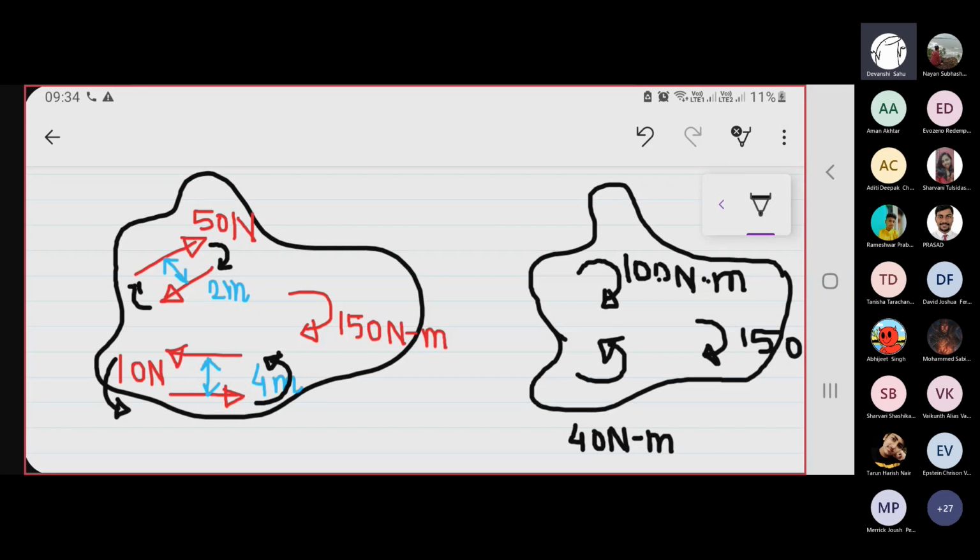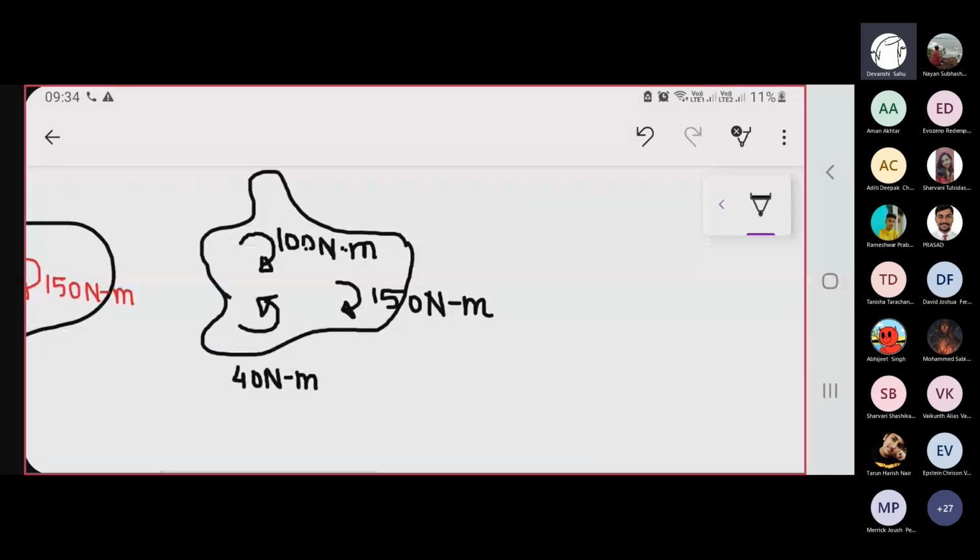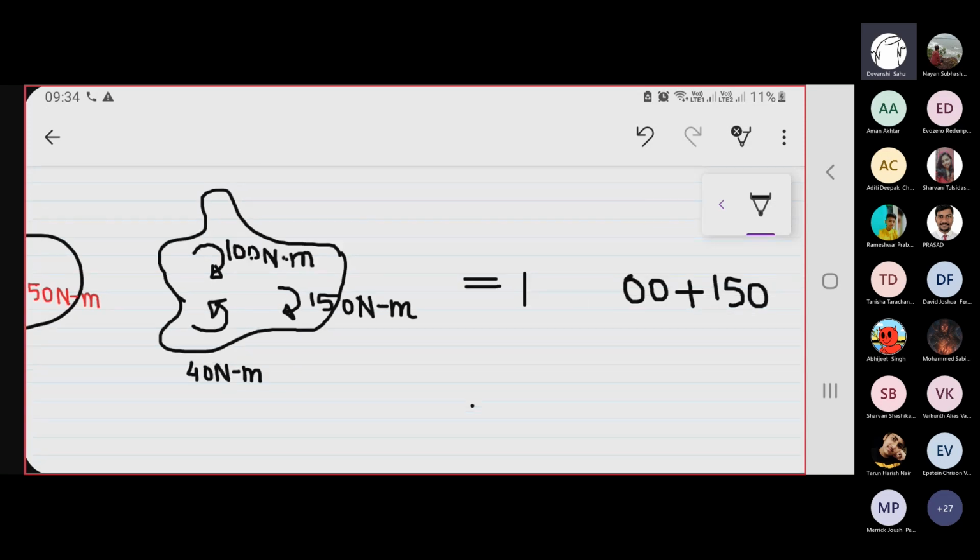Now it is easy to add, just positive, negative, positive, negative. So moments you can add directly. Because moment is a free vector, no need to take any point anywhere because force is not given. So first we'll take 100 Newton positive because it is in clockwise direction. Then 150 positive clockwise direction, minus 40.